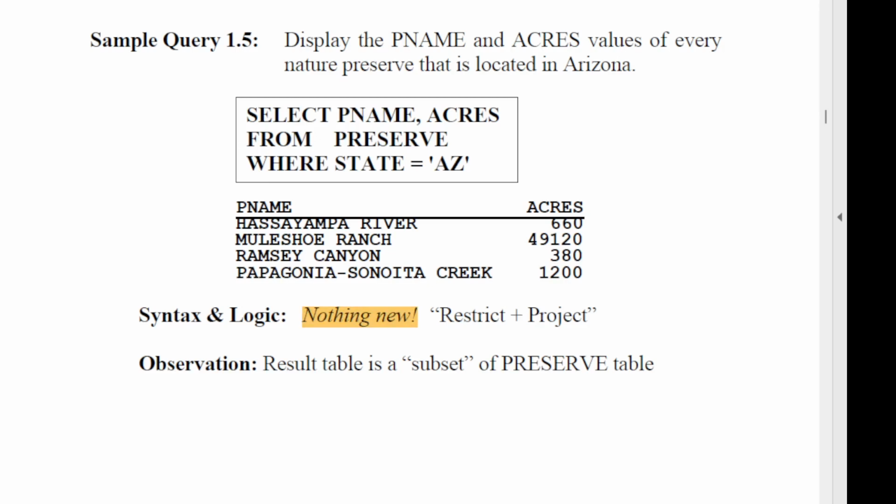If you understand the preceding 4 sample queries, there's nothing new here. We want to get data from the preserved table. It appears in a from clause. We only want some of the columns. Which columns? The name and the acres. We don't want all of the rows. We just want the Arizona rows. That's specified in the where clause. So there's nothing new here. Conceptually, we've done a restrict. We've pulled out some rows, and then we did a project. We pulled out some columns.